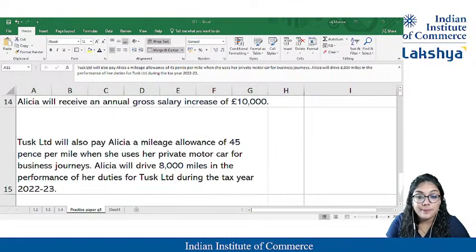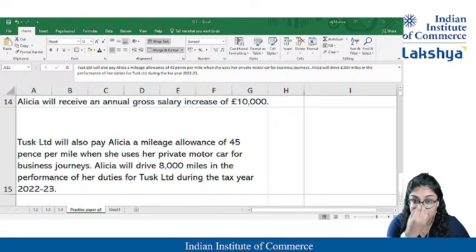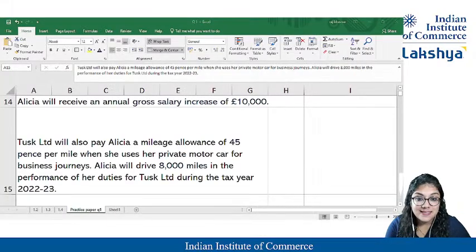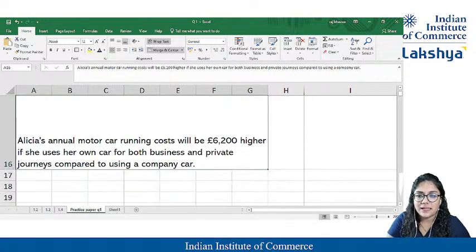We know that if I want to get a benefit, what are my expectations, guys? If we are getting approved miles, that is up to 10,000, so 45 pence is something which is allowed. Over here, it is 8,000 only. Over here in the question, it's just 8,000. So don't you think that 45 pence will completely be allowed? Yes, so the complete pence is allowed. I think now it will be very easy for us to calculate.